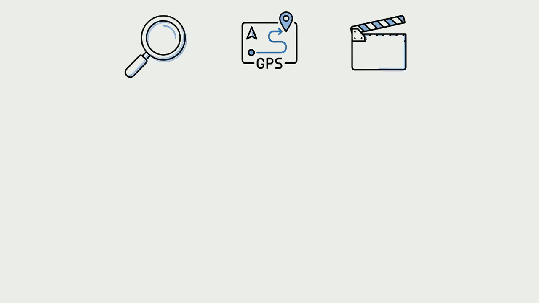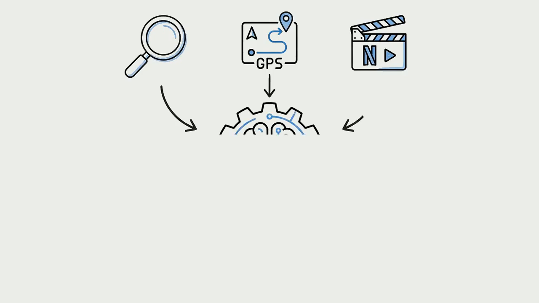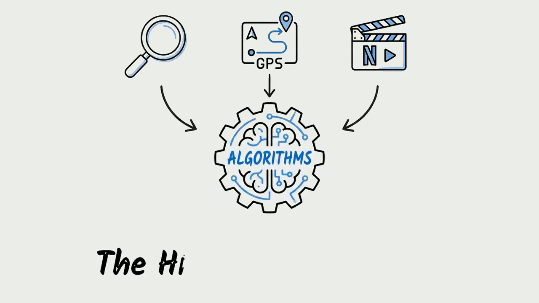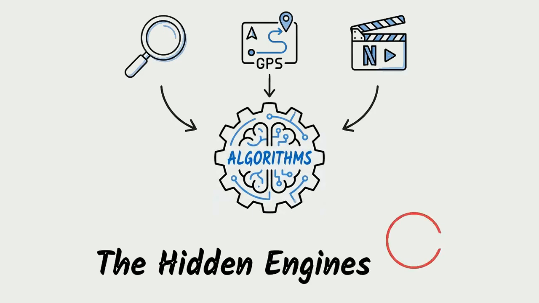Have you ever searched something on Google, gotten a route from your GPS, or had Netflix recommend a show you actually liked? All of that is powered by algorithms. Algorithms are the hidden engines behind almost everything computers do. But what exactly is an algorithm, and why is it so important in computer science?